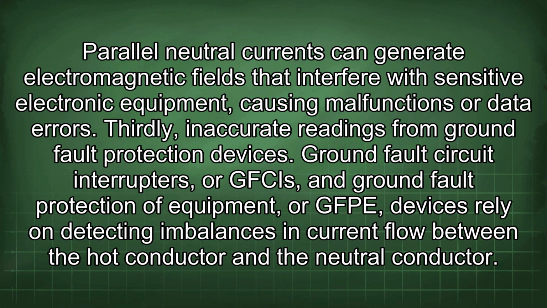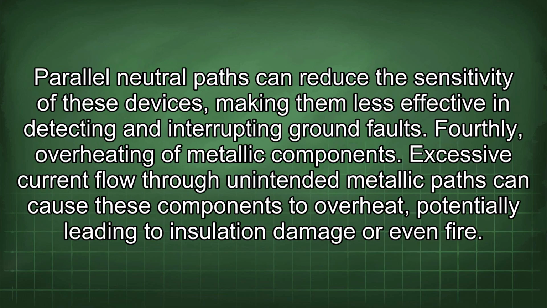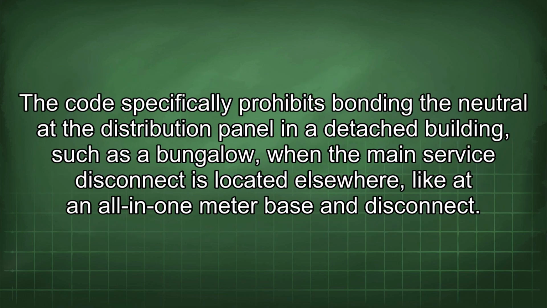Thirdly, inaccurate readings from ground fault protection devices. Ground fault circuit interrupters, or GFCIs, and ground fault protection of equipment, or GFP, devices rely on detecting imbalances in current flow between the hot conductor and the neutral conductor. Parallel neutral paths can reduce the sensitivity of these devices, making them less effective in detecting and interrupting ground faults. Fourthly, overheating of metallic components. Excessive current flow through unintended metallic paths can cause these components to overheat, potentially leading to insulation damage or even fire.